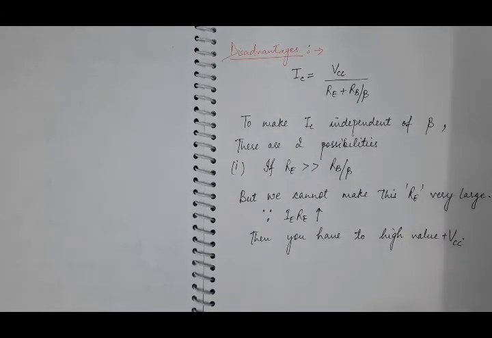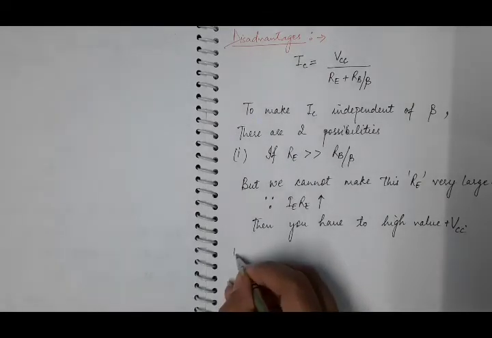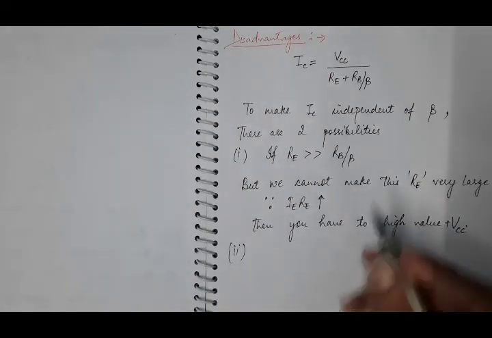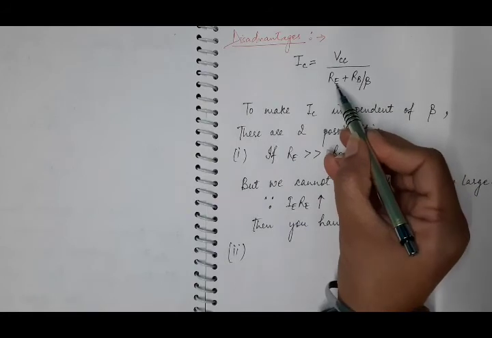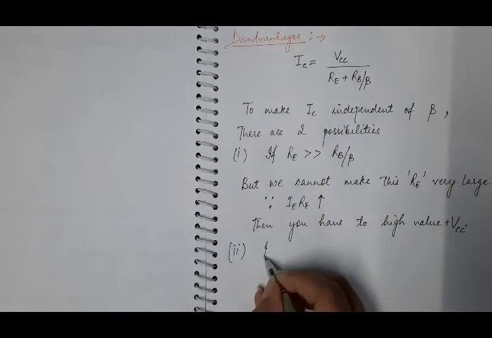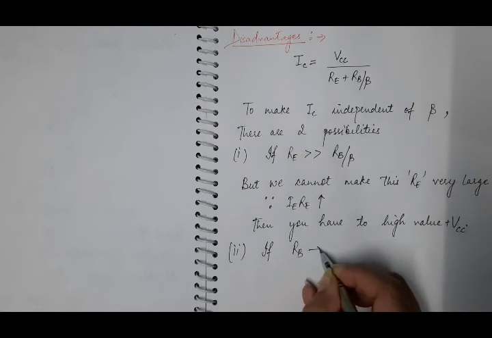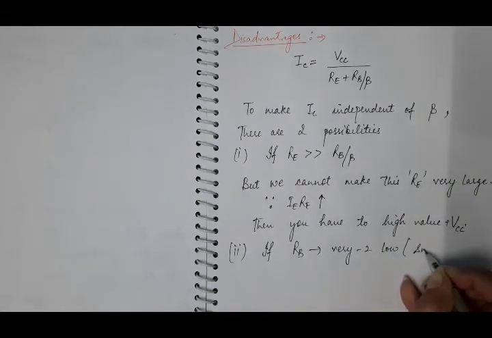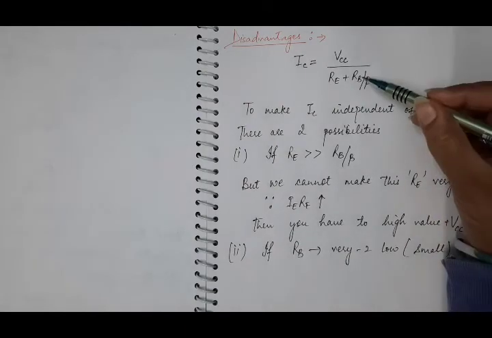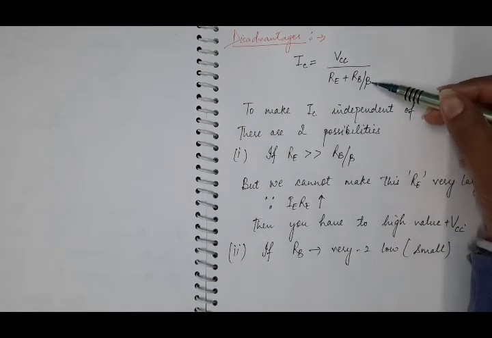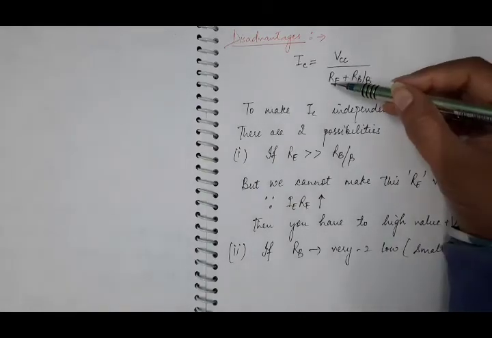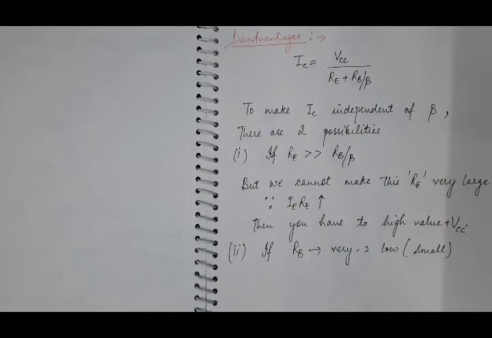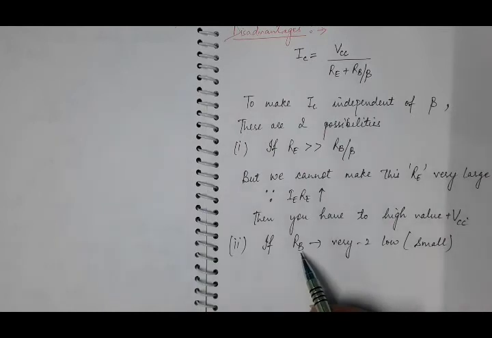Or the second possibility is to make this RB very small as compared to RE. Second thing is, if this RB is very, very small or low, then RB by beta will be very small, and you can ignore this factor as compared to RE. But in this case, again, we have one disadvantage, one drawback, and what is that? We cannot make this RB very small.